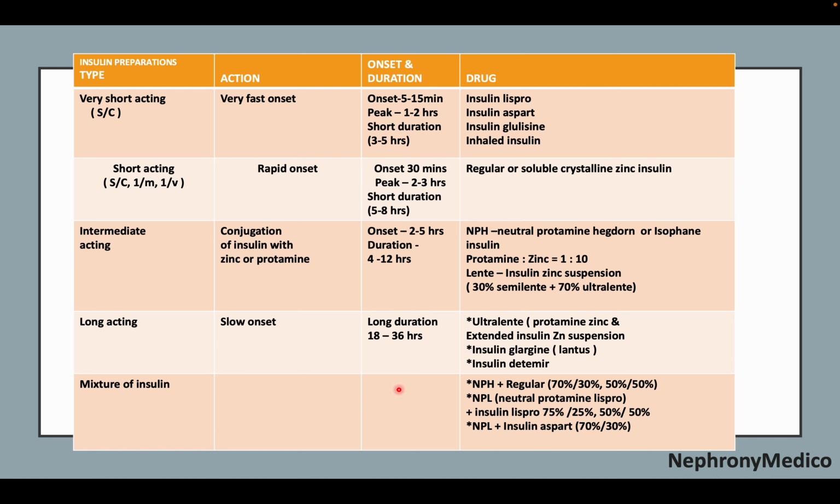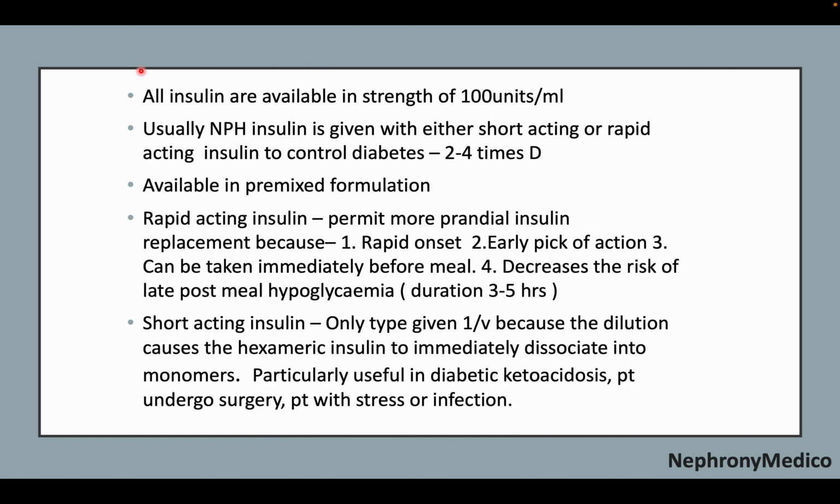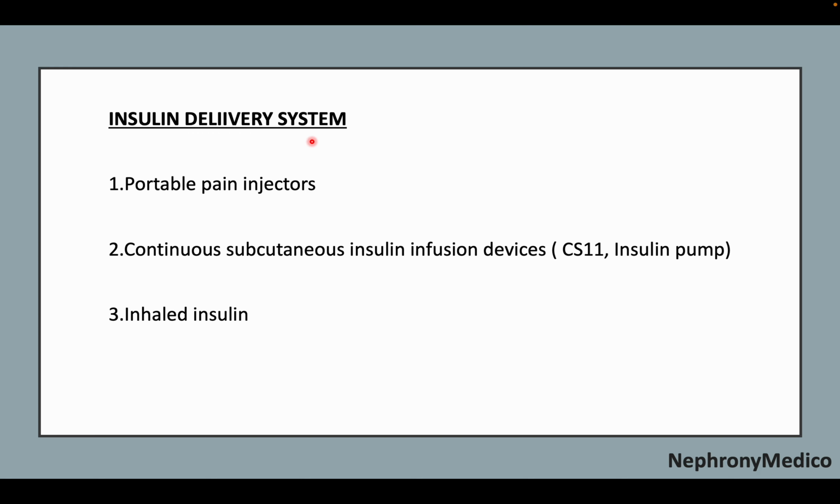Mixtures of insulin may be neutral protamine Hagedorn and regular, neutral protamine lispro and insulin lispro, and neutral protamine aspart and insulin aspart. All insulins are available in the strength of 100 units per milliliter and in premixed formulations. Insulin delivery systems may be portable pen injectors, continuous subcutaneous infusion, insulin infusion devices, and inhalation of insulin.